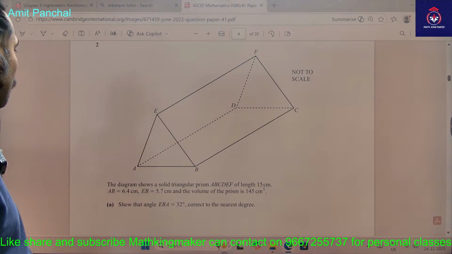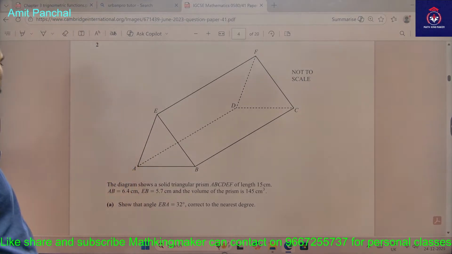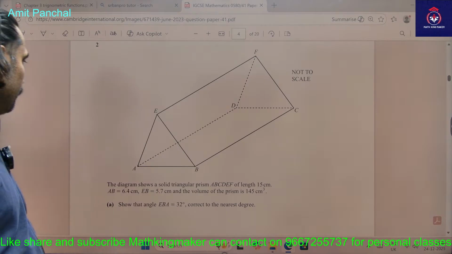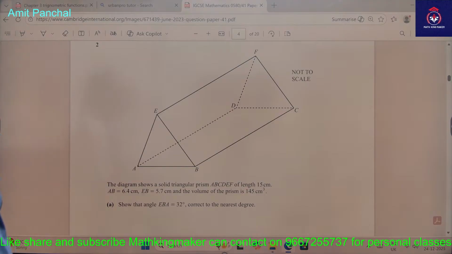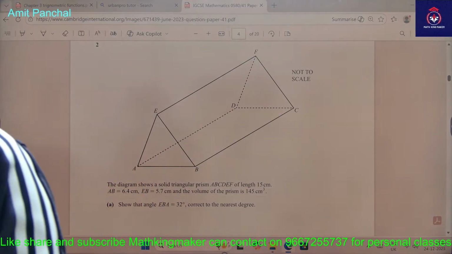The diagram shows a solid triangular prism ABCDEF of length 15 centimeters. AB is 6.4, EB is 5.7, and the volume of the prism is 145 centimeters cubed. What is the volume of a prism? The formula.